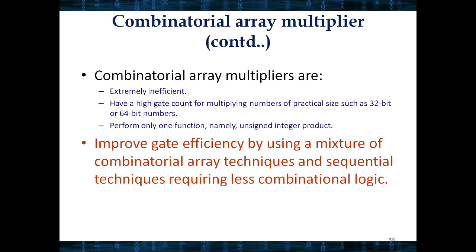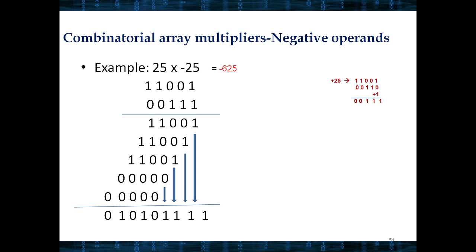So we can improve the gate delay efficiency by using a mixture of combinatorial array techniques and sequential techniques. It will reduce the gate delays, and it requires only fewer combinational logic gates. As I said, this array multiplier method won't work for negative operands. It will perform only on unsigned integers.